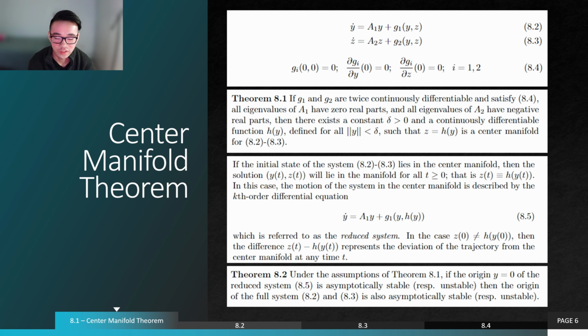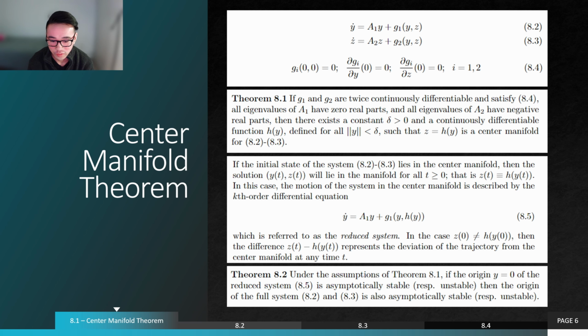If the initial state of the system lies in the center manifold, then the solution will lie in the manifold for all t. That is, z(t) is equivalent to h(y(t)). In this case, the motion of the system in the center manifold is described by the kth order differential equation here, which is referred to as the reduced system. In the case where z(0) is not equal to h(y(0)), then the difference, z minus h, represents the deviation of the trajectory from the center manifold at any time t.